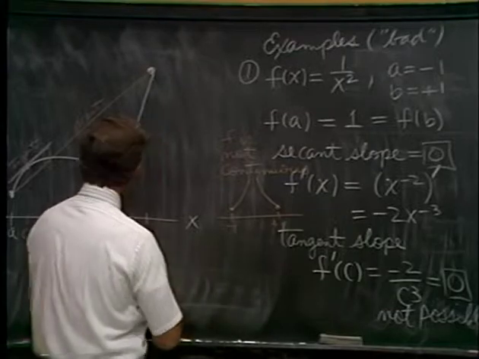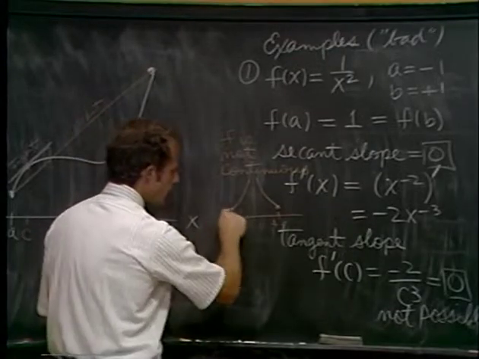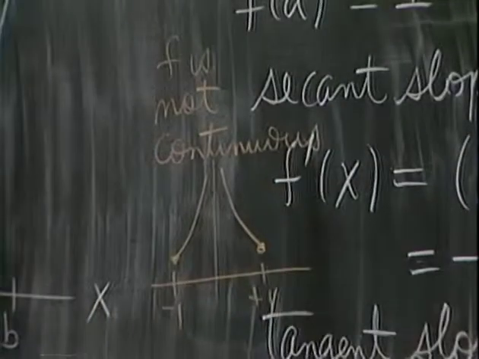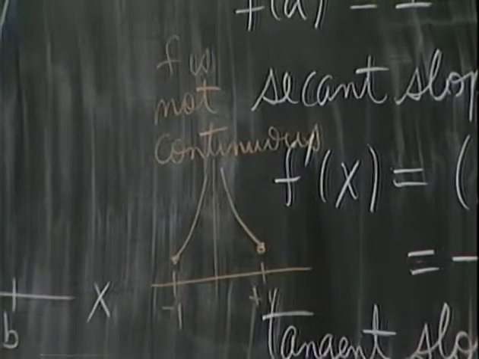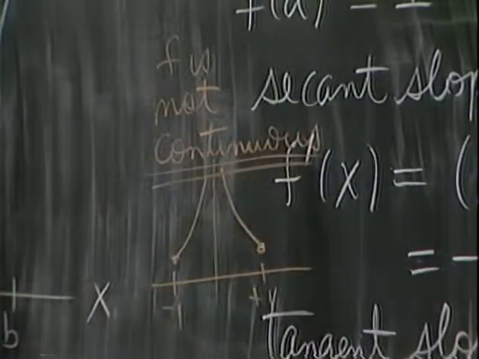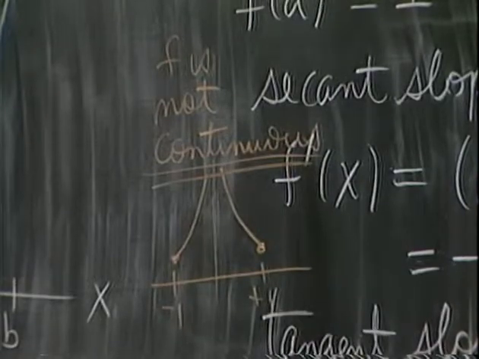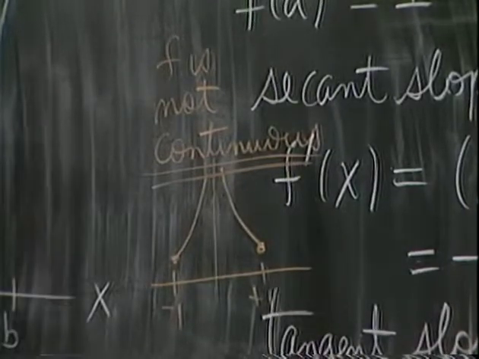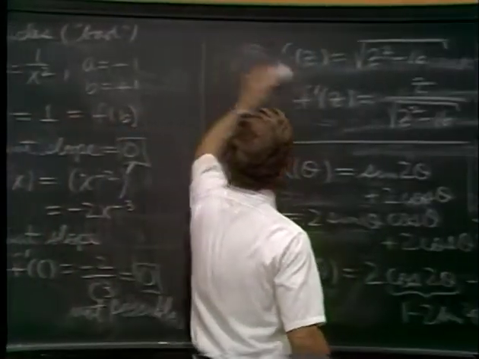And so when I was doing the secant line, unfortunately I'm using the same colors, that was this horizontal line right here. And you can see from the curve there's never a tangent that's parallel to it. But the problem is the function has a bad break at the origin. It's not continuous. So that seems to be something we ought to at least impose on the function to get this result. Well, there's another bad example we ought to look at first.